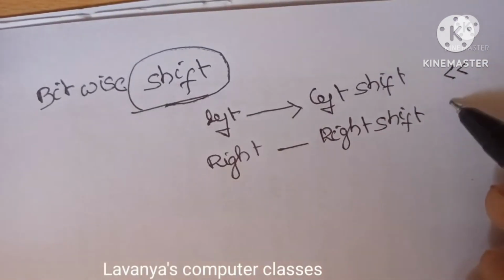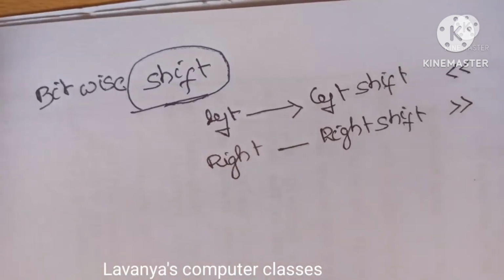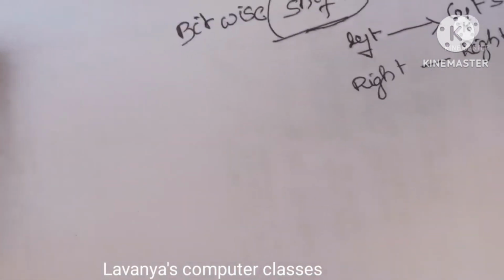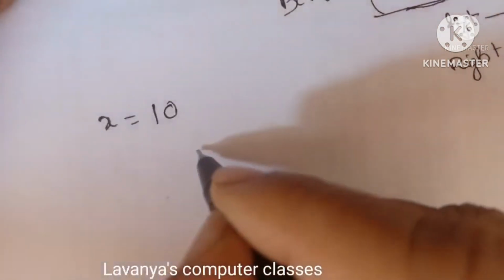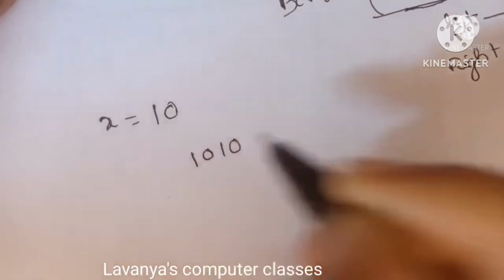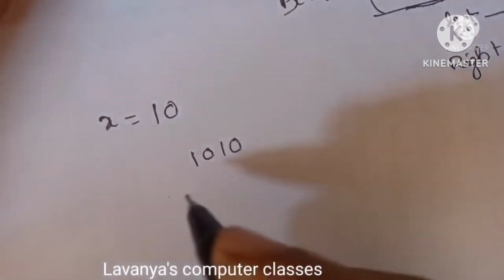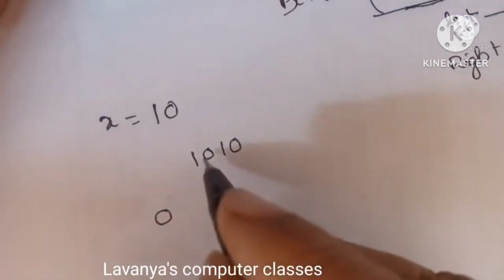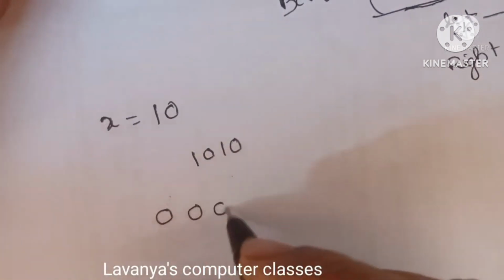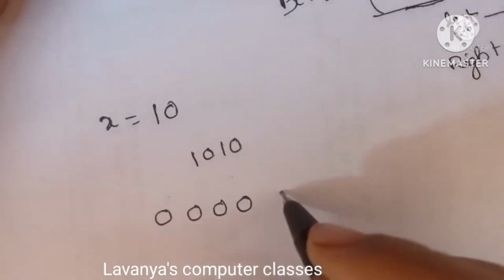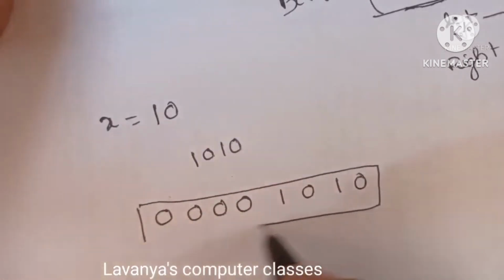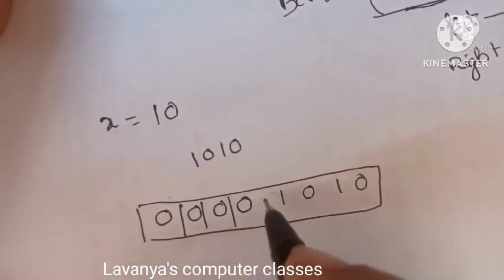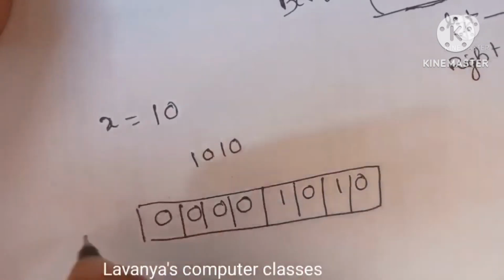So bitwise left shift operator, bitwise right shift operator. The less than symbol is used for bitwise left shift operator. Greater than symbols are used for bitwise right shift operator. Now I will give the example. I will take the example like x is equal to 10. Binary conversion of 10 is 1010. That is a 4-bit digit. Now I will take it as 8 digits. So the first 4 bits are filled with zeros. This is the value of x, 10.